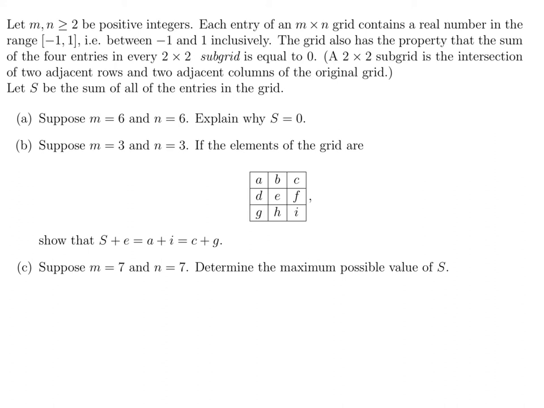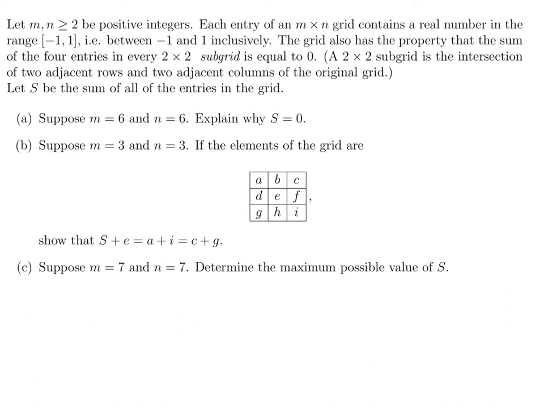Let M, N be greater than or equal to 2 be positive integers. Each entry of an M by N grid contains a real number in the range between negative 1 and 1 inclusively. The grid also has the property that the sum of the four entries in every 2 by 2 subgrid is equal to 0. A 2 by 2 subgrid is the intersection of two adjacent rows and two adjacent columns of the original grid. Let S be the sum of all of the entries in the grid. If M is 6 and N is 6, explain why S is equal to 0.